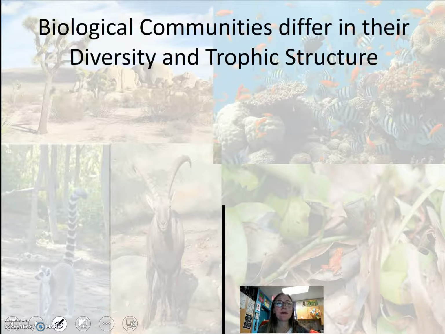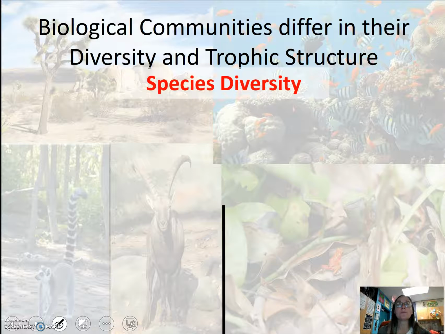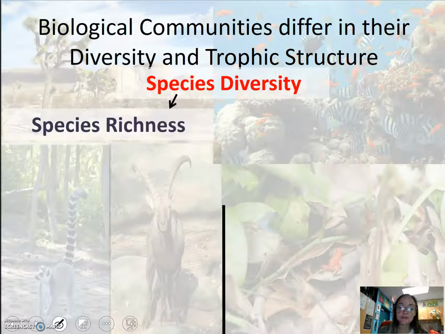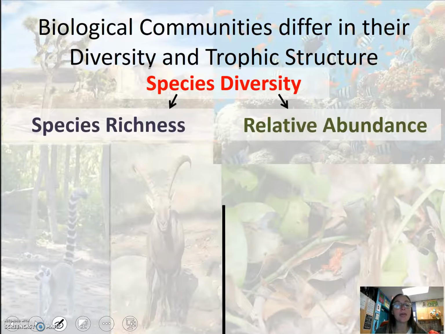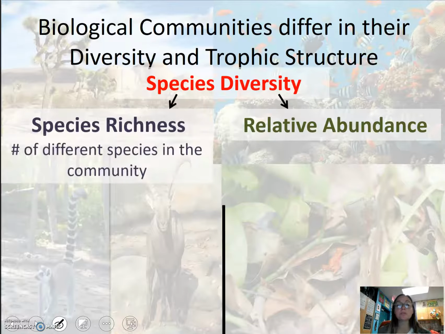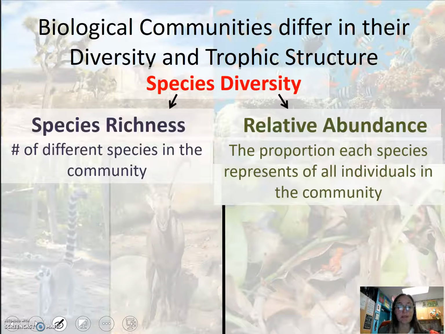And so when we look at biological communities, they differ in their diversity and trophic structure. When we look at what species diversity means, it has 2 components: species richness and relative abundance. Both of those together make up species diversity. Species richness is the number of different species in the community, so if you were to count them. And relative abundance is the proportion of each species in the community.